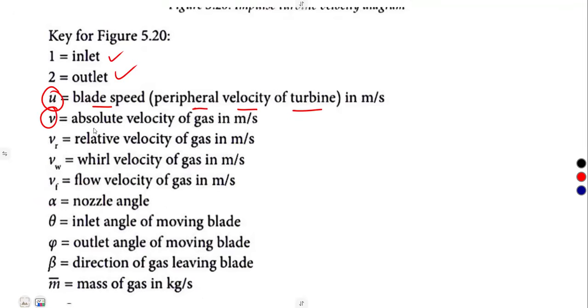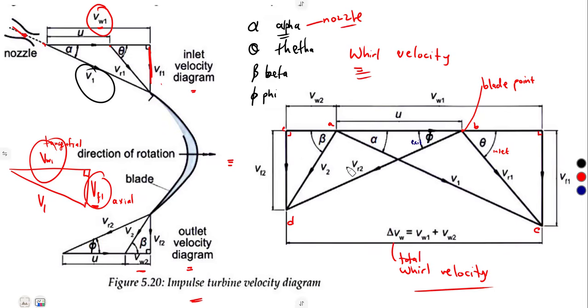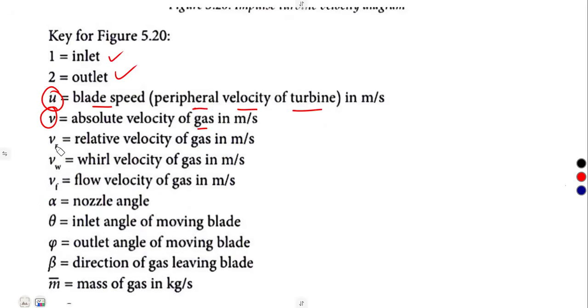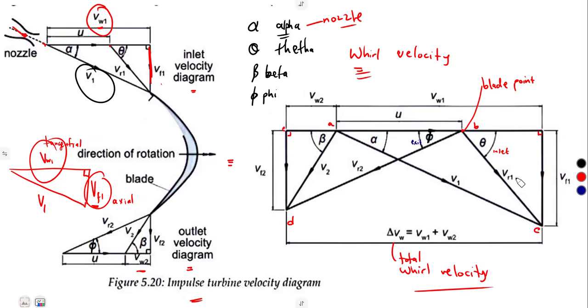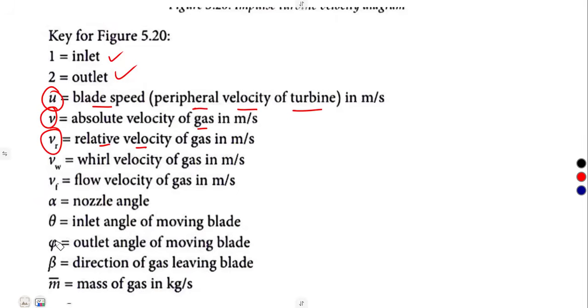All right, V is going to be for the absolute velocity of gas. So we have V2, V1. Those are absolute velocities on the inlet and on the outlet. Then we have got VR, which is relative velocity of the gas. So we have got VR1 and VR2. VR1 affecting the inlet of the blade, VR2 affecting the outlet of the blade there at angle phi. All right, that is what you're gonna have.